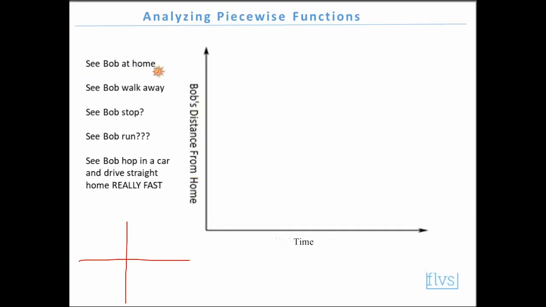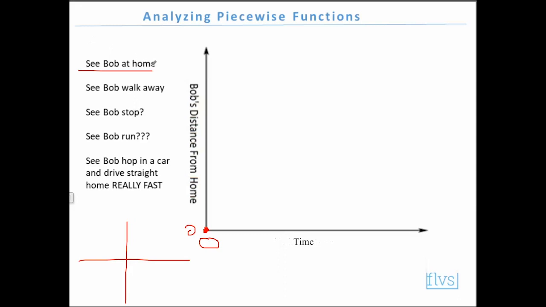So it says see Bob at home. Well, if this represents his distance from home, if we mark him here, he's clearly further away from the origin, further away from 0. So think about that. That's 0, 0 right there. 0 miles, 0 feet, 0 away at 0 time. So if he starts right here, then Bob's going to start right at this point.